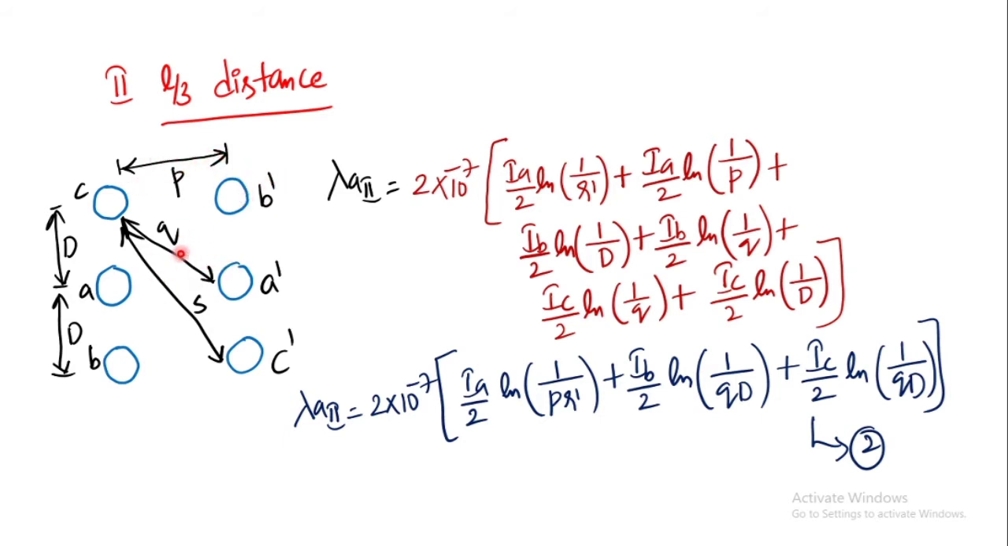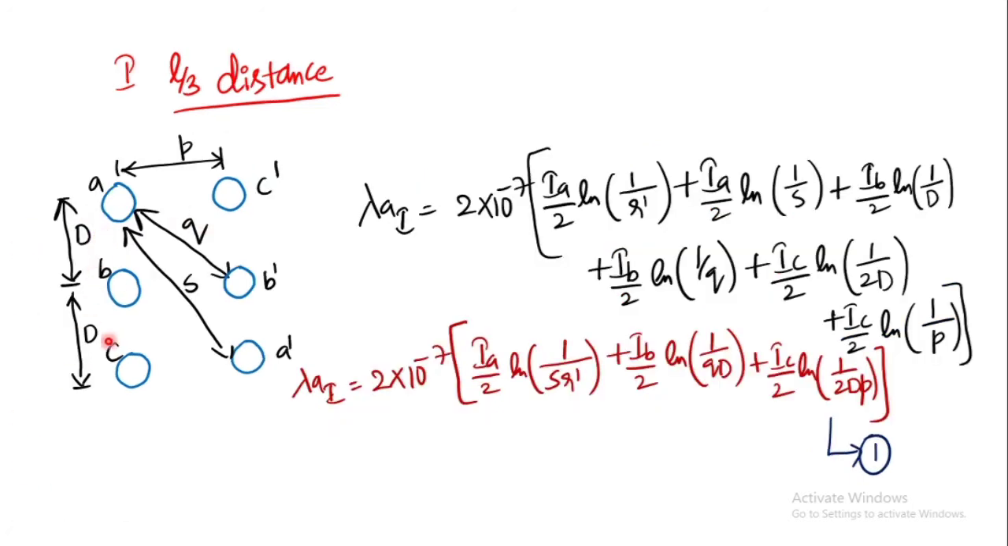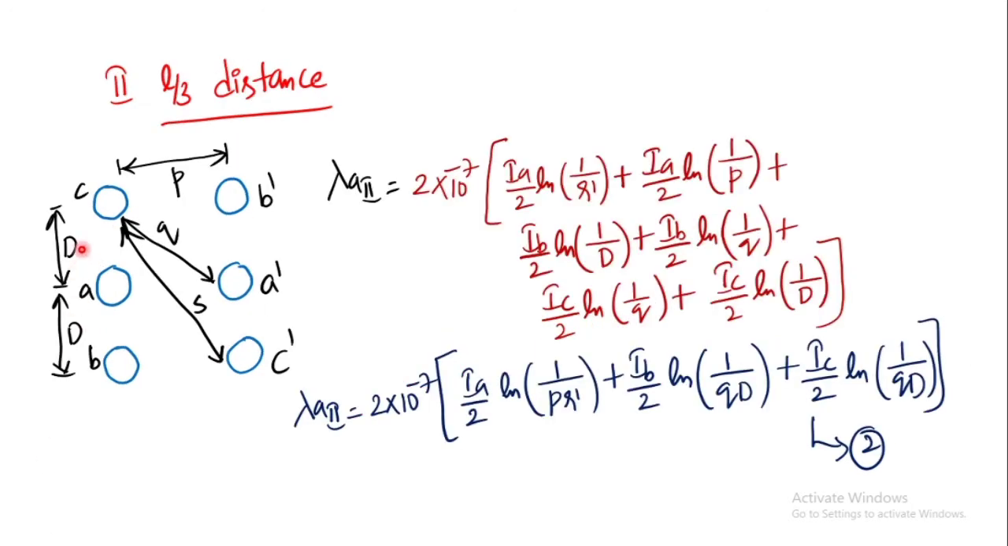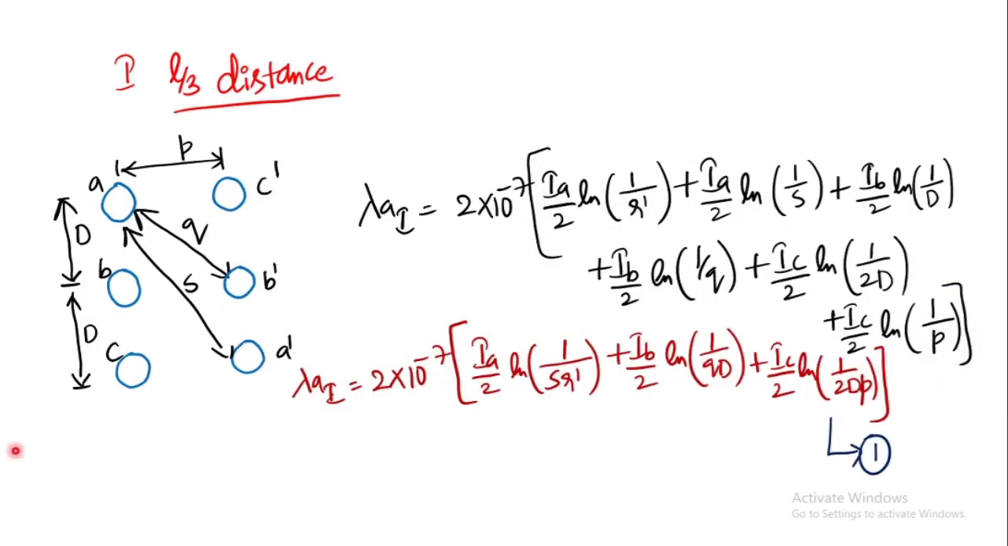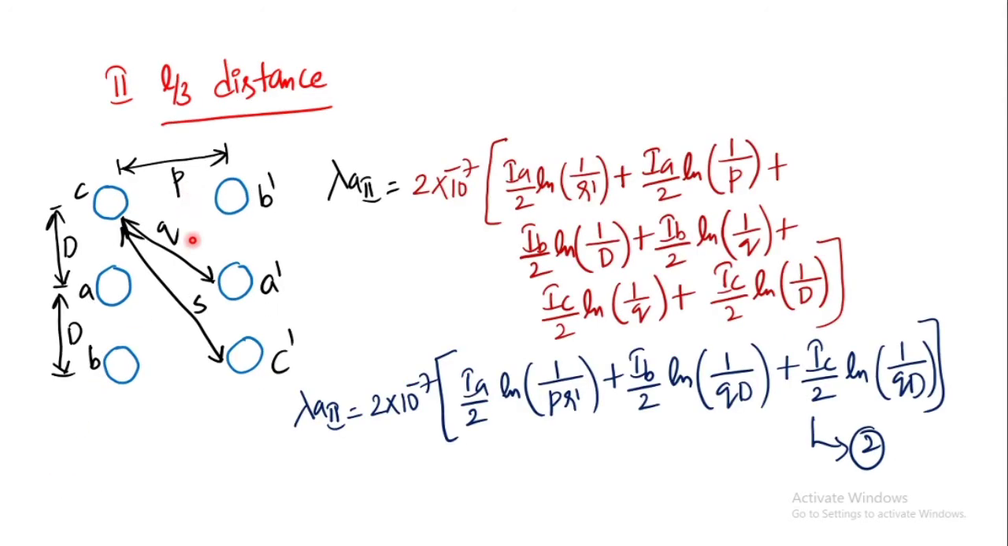This is the biggest mistake that many students make while considering the transposition cycle. You must change only their positions, but not the distances. The distances stay as they are. See here you have D, D, and here also you have D, D. And what are the distances? P, Q and S, and here also P, Q and S.